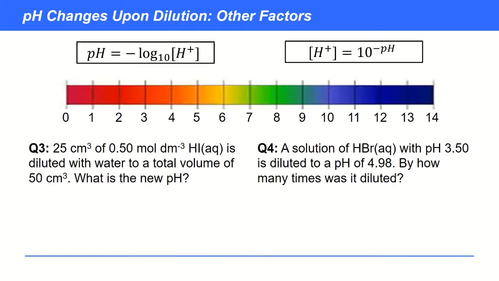Now, if we're trying to work out pH changes when we have other factor dilutions, so non-powers of 10, then the basic strategy is to turn pH into the concentration of H plus ions using the formula on the right hand side, or we might have to work out pH using the formula on the left hand side. And because these are strong acids, we're still using that the initial concentration of acid is equal to the H plus concentration at equilibrium.